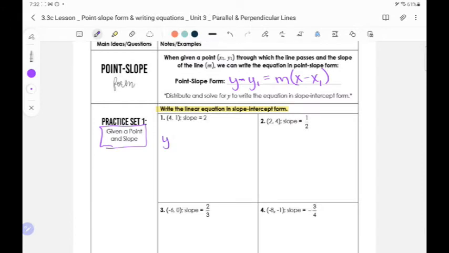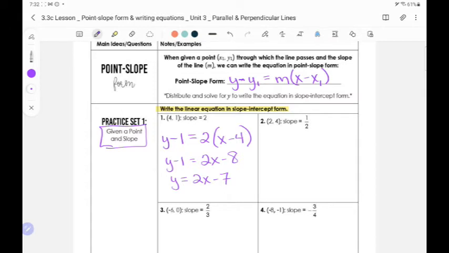Y is just the letter y, minus y1, in this case is 1, equals 2, which is the slope, times x minus 4. So these are using the point 4, 1 and slope 2. And then we're just going to distribute the 2. Y minus 1 equals 2x minus 8. And then we need to add this 1 to get the y by itself. Negative 8 plus 1 would be negative 7. So we get y equals 2x minus 7, and that would be our answer. It is in slope-intercept form now.